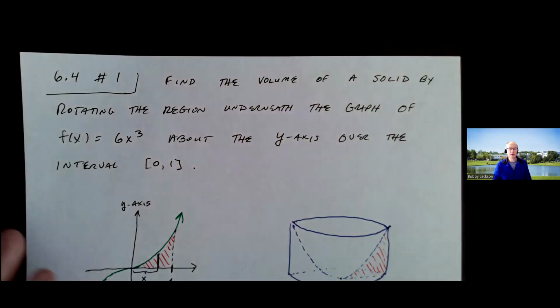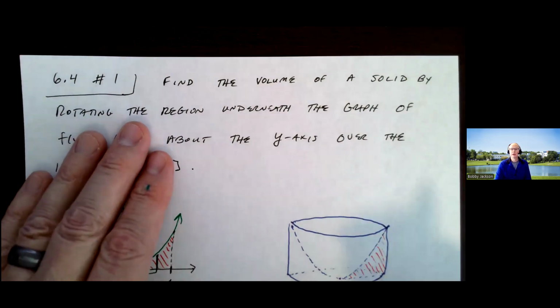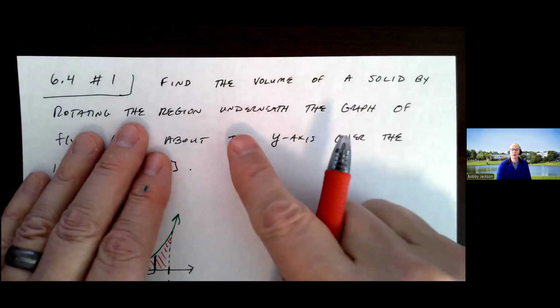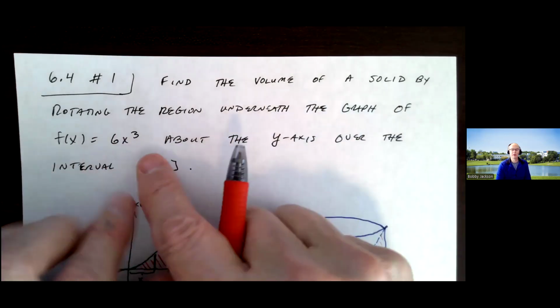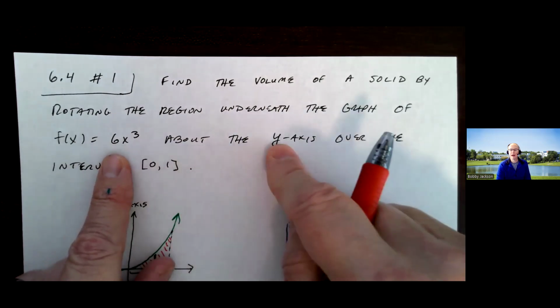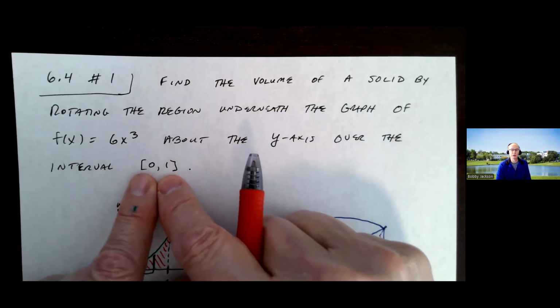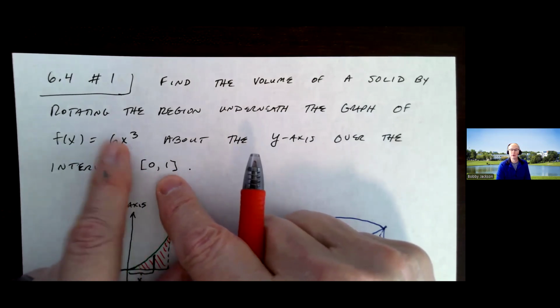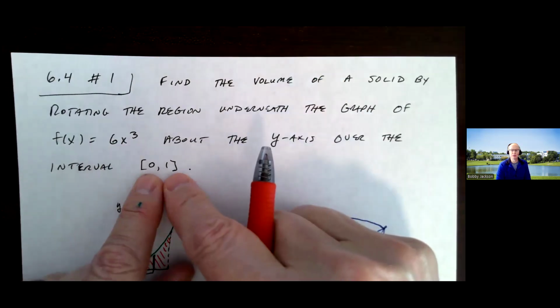Okay, we're going to look at the first problem in section 6.4, which is on the shell method. We're going to find the volume of a solid by rotating the region underneath the graph of 6x cubed, this cubic function. We're going to rotate about the y-axis, and it's the region on the interval from 0 to 1. So underneath this graph, and really above the x-axis on this interval from 0 to 1.